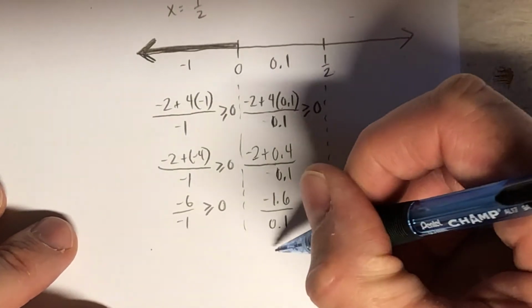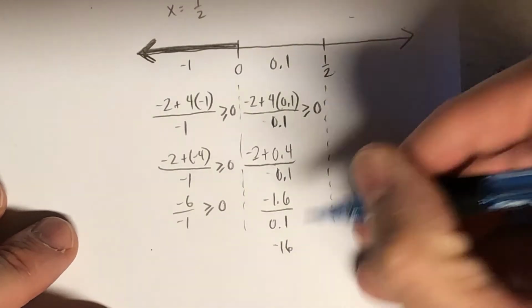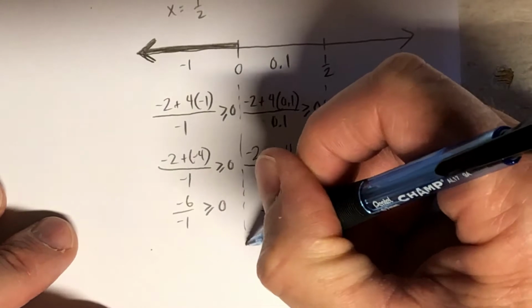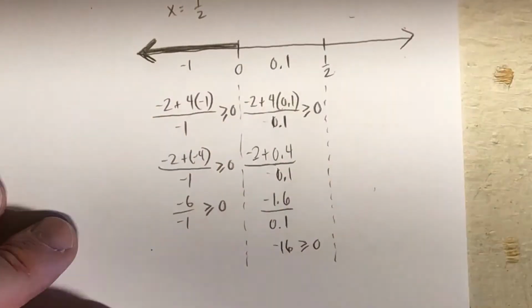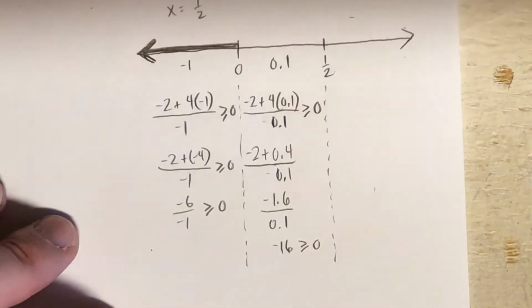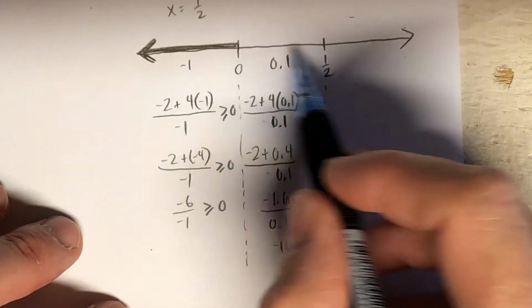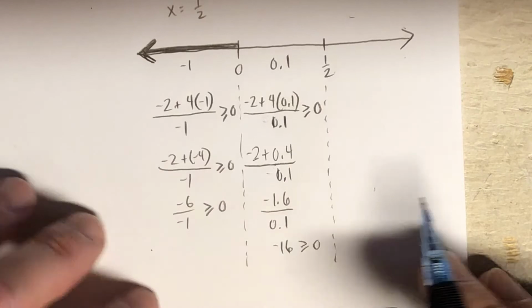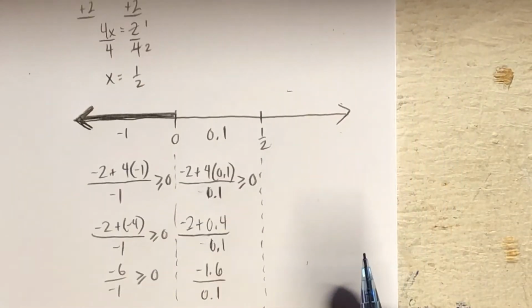Okay, -16. All right. Is -16 greater than or equal to 0? No, it is not. Negative numbers are not greater than or equal to 0. So we keep this thing blank. All of these numbers are not going to be in the domain. They do not make that fraction true that we were talking about.